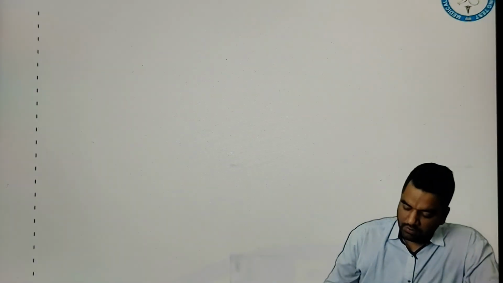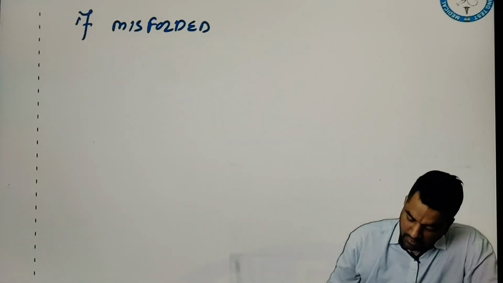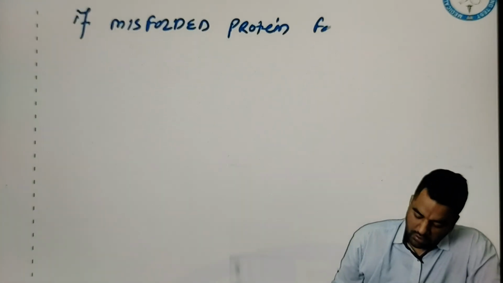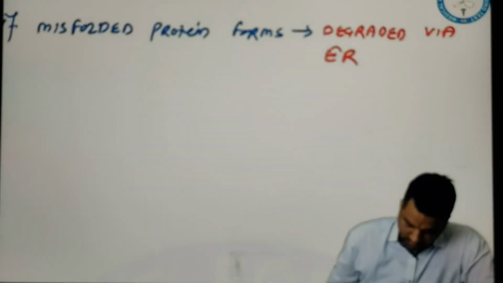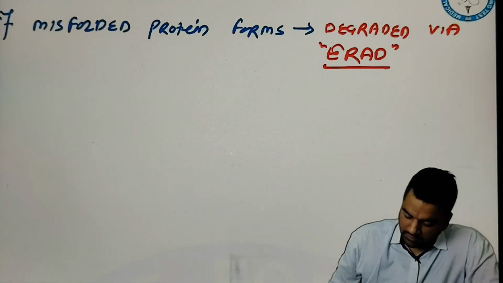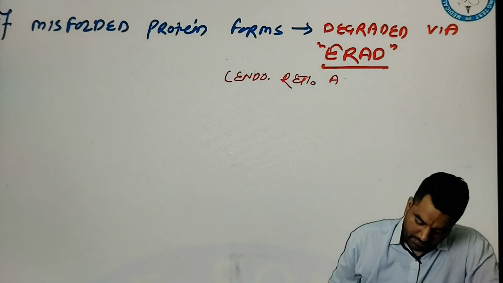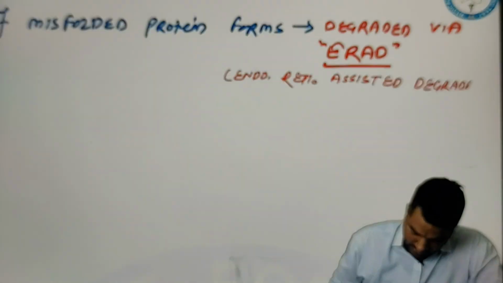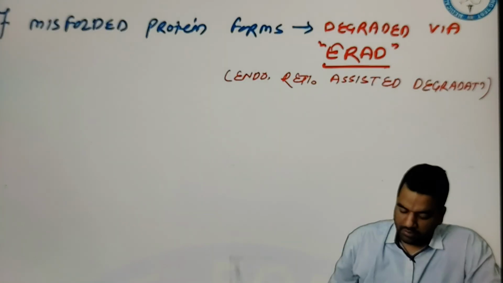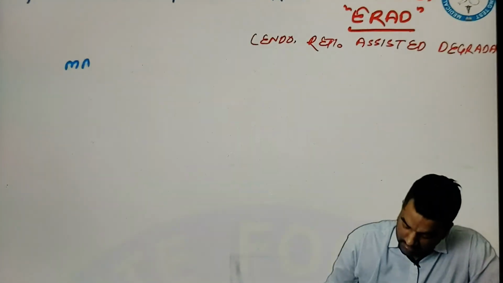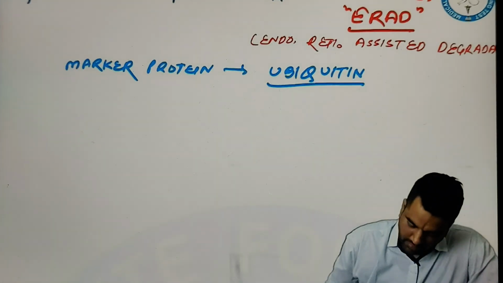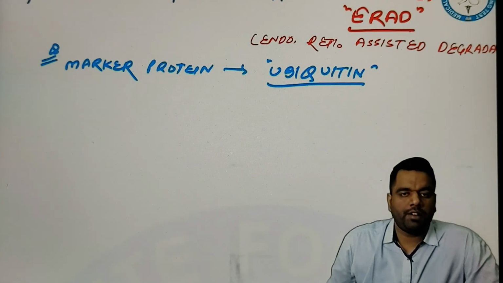So please write it down. If a misfolded protein forms, it is degraded via ERAD. ERAD stands for endoplasmic reticulum assisted degradation, and the marker protein is ubiquitin.